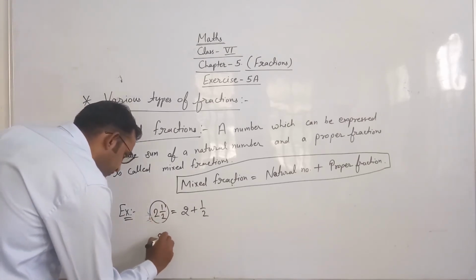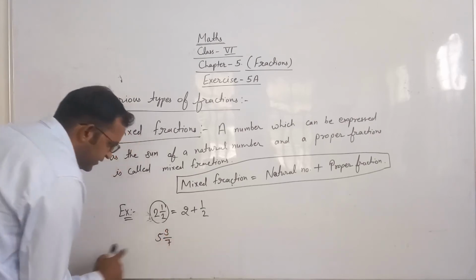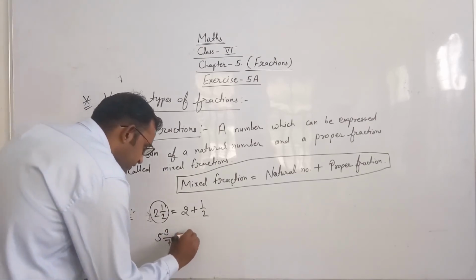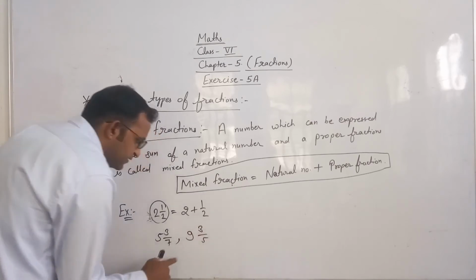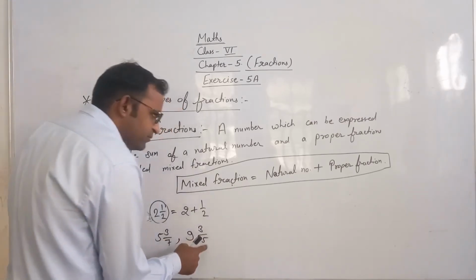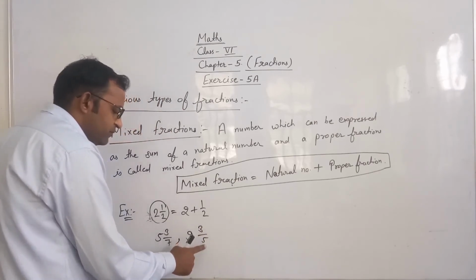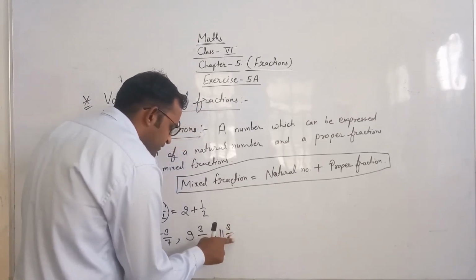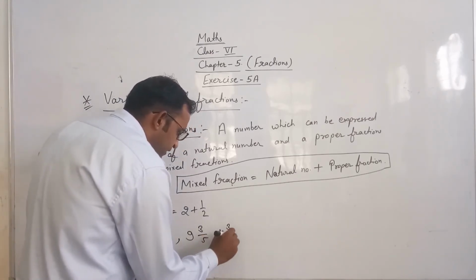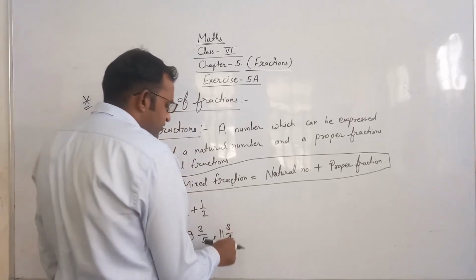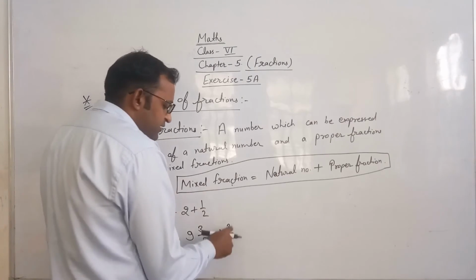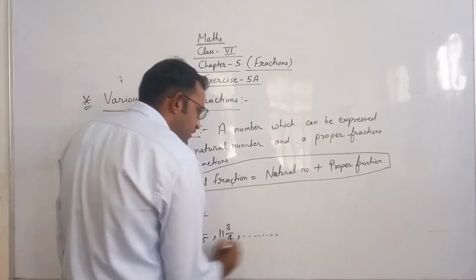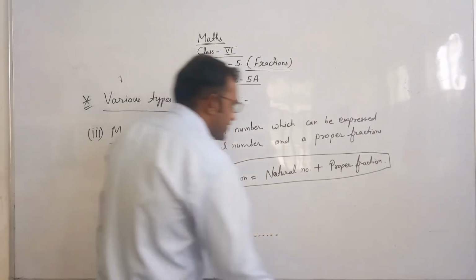Second, 5 and 3 upon 7. So 5 is a natural number and 3 upon 7 is a proper fraction. Next, 9 and 3 upon 5. So 9 is a natural number and 3 upon 5 is a proper fraction. So 9 and 3 upon 5 is a mixed fraction. 11 and 3 upon 4. So 11 is a natural number, 3 upon 4 is a proper fraction. So 11 and 3 upon 4 is a mixed fraction. So all examples are mixed fractions. Okay. Next type, fourth.